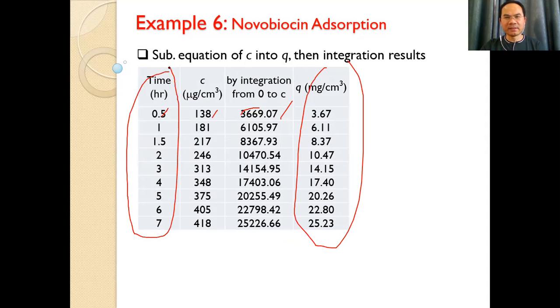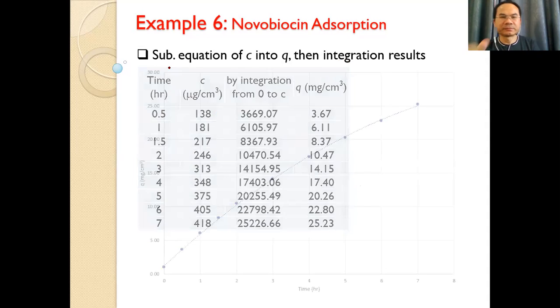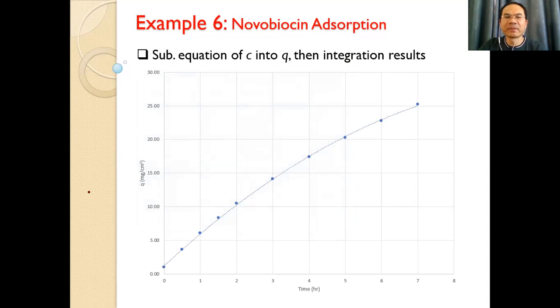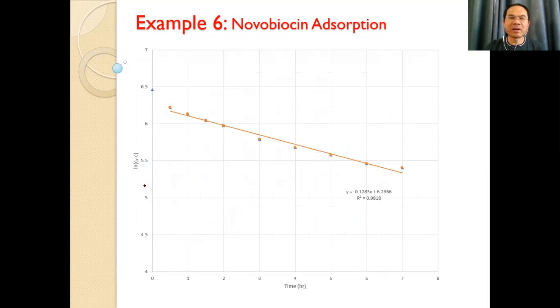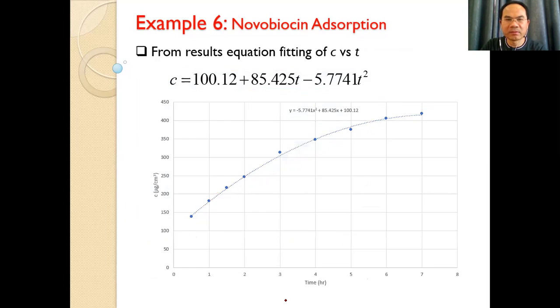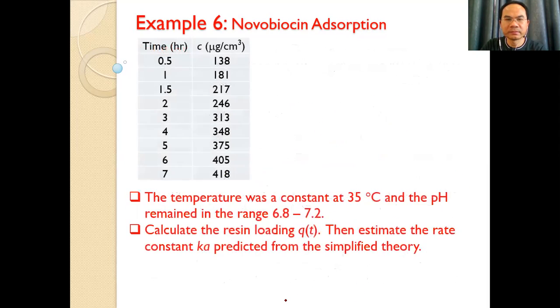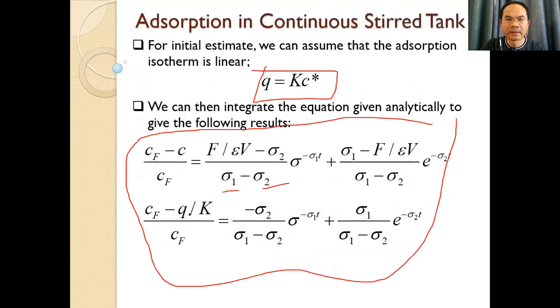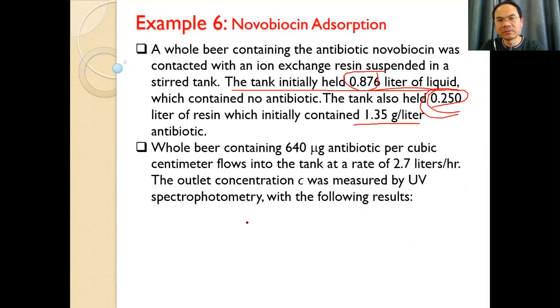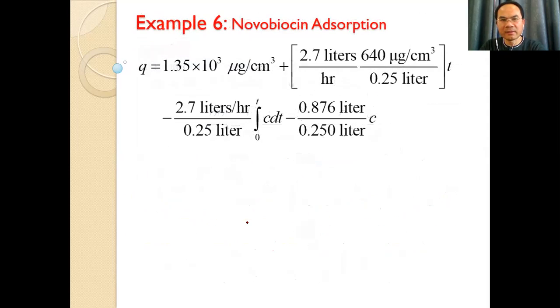This is our question. It's answered already, the first question. And also you can show in the graph Q and time. As time increases, Q increases. For the next step, how to evaluate Ka? You can plot log (CF minus C) versus time from this equation, and then you can calculate sigma 2, and then you can evaluate Ka.